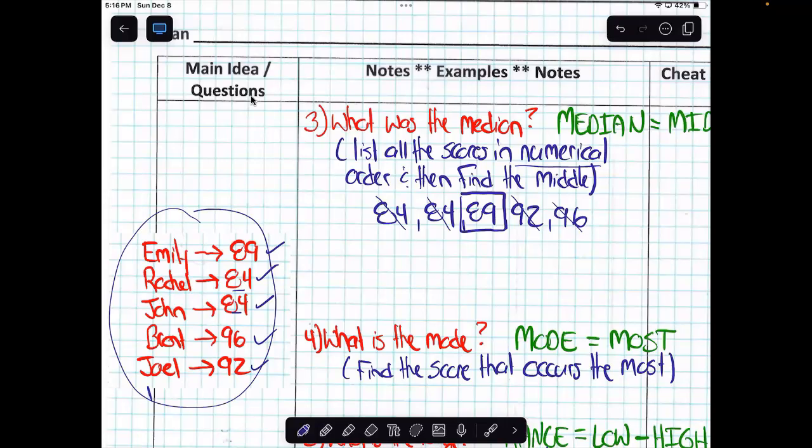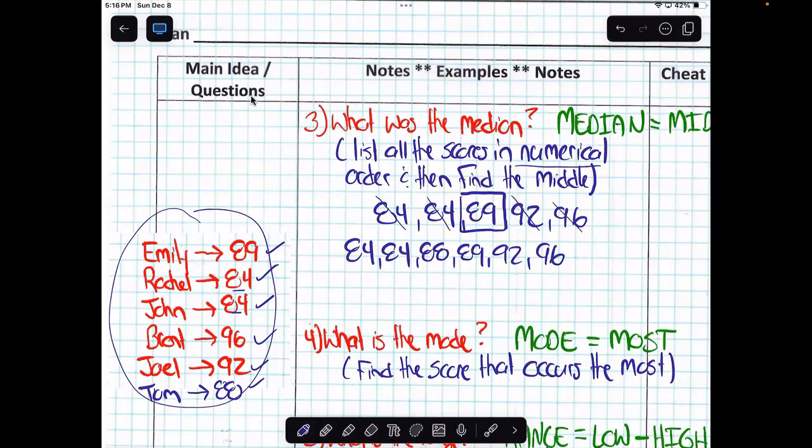Now let's just say someone like Tom took the test and we wanted to add his data and find the median. So add his data to our data group. Let's say Tom got an 88. If I add Tom's 88 to the scores, I would then have an 84 for Rachel, an 84 for John. I would have an 88. The next highest score was Tom's 88 right here. I would have an 89. I would have a 92, and I would have a 96.